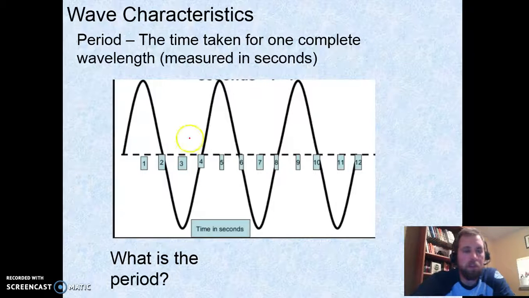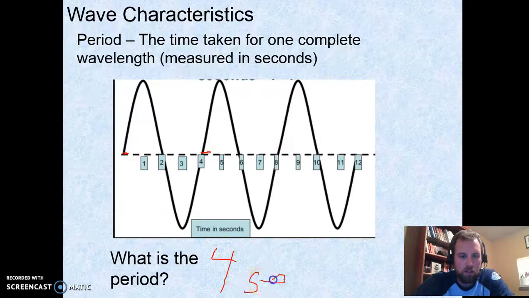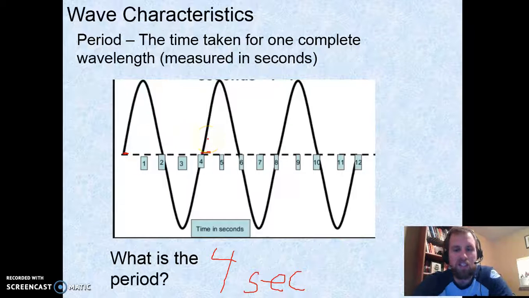Okay, next one is period. The period of a wave is the time taken for one complete wavelength. So this is like the opposite of frequency. Not how many waves per second, but how many seconds it takes for a complete wavelength. If we look at this, how long does it take for one complete wave? Start here, go up to the top, back down to the bottom, back up to the horizontal axis. How long did that take? Look here, time in seconds: 1, 2, 3, 4 seconds. So the period for this wave would be 4 seconds. How long does it take for one complete wavelength? This needs to go in your notes.